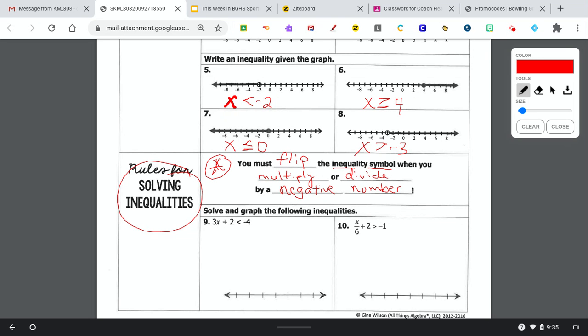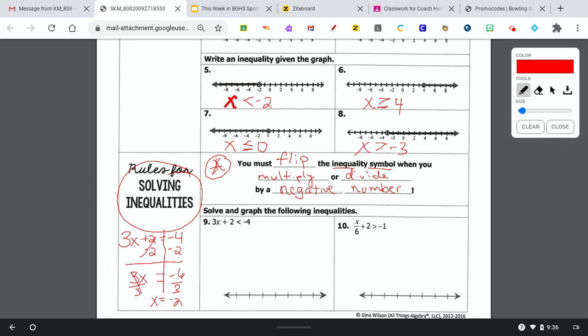And so basically with number 9, you're going to solve this just like this was an equation. So if I had this over here, 3x plus 2 equals -4, think about how you would solve that. I would do -2 minus 2, bring my 3x down. All that equals -4 minus 2 is -6. Then I would divide both sides by 3. That cancels out. I get x is equal to -2.